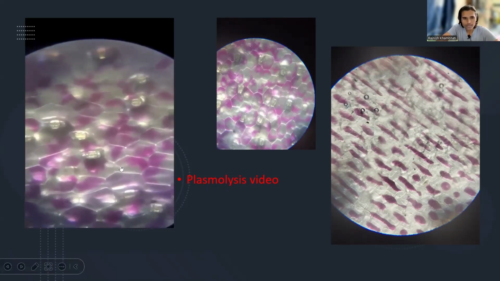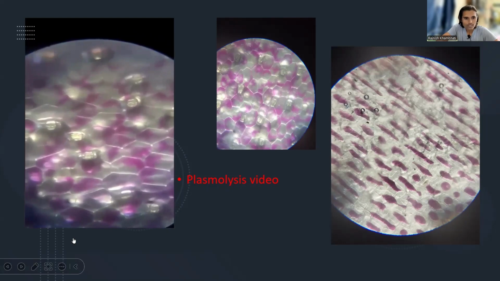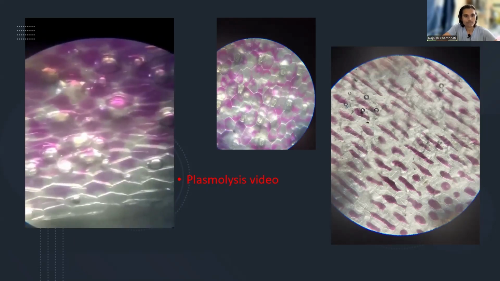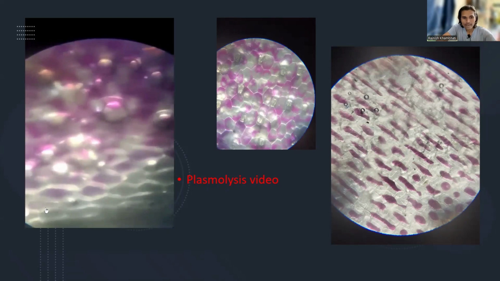Do you see? If you don't see, I will play it again. Now I will pause the video. Very carefully see this area. I will make an outline. You see this area, for example. Actually, any area. Now the question is why? Because you can see it is full of cytoplasm. It is pink in color.